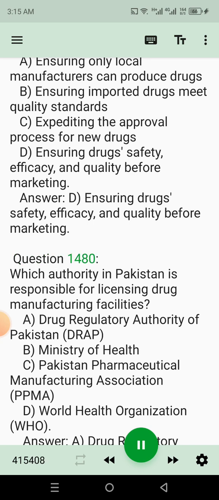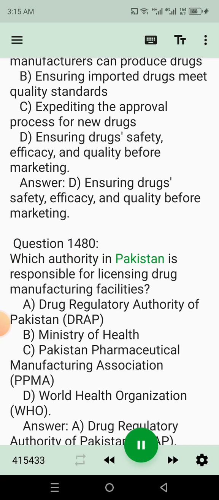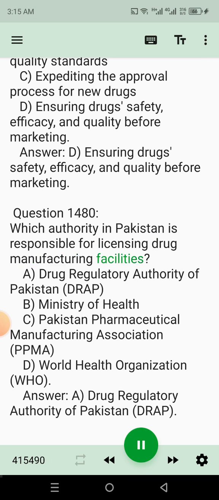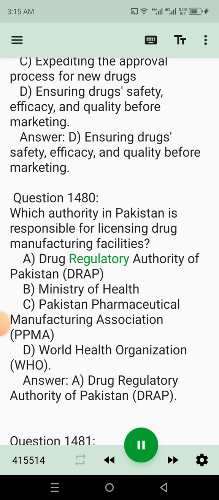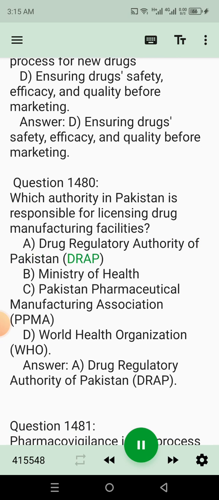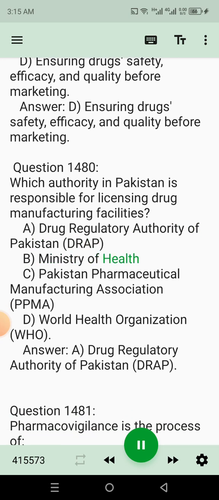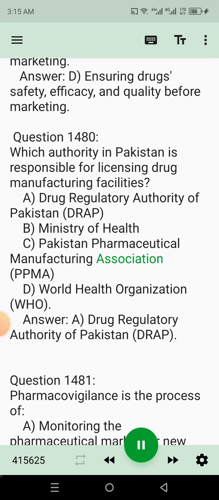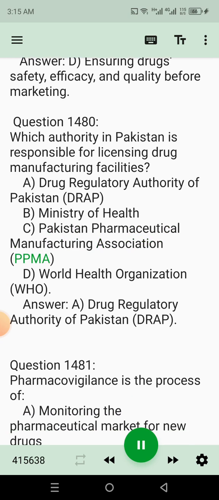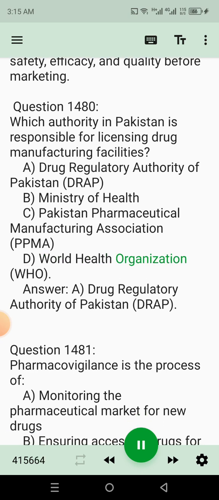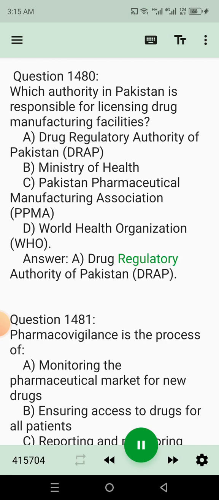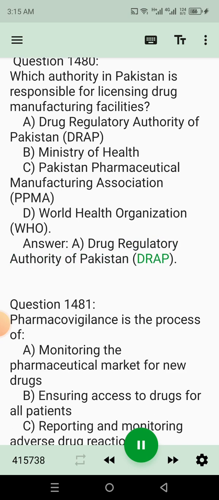Question 1480. Which authority in Pakistan is responsible for licensing drug manufacturing facilities? A. Drug Regulatory Authority of Pakistan (DRAP). B. Ministry of Health. C. Pakistan Pharmaceutical Manufacturing Association (PPMA). D. World Health Organization (WHO). Answer. A. Drug Regulatory Authority of Pakistan (DRAP).